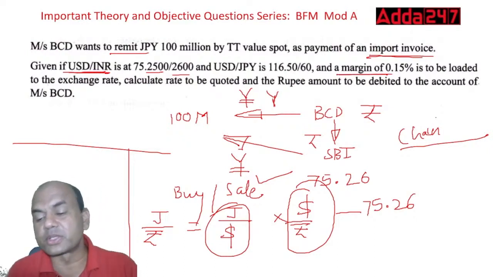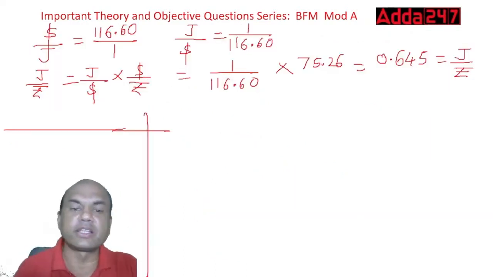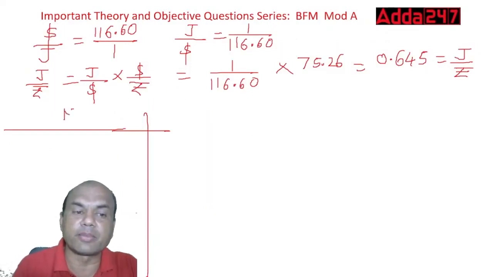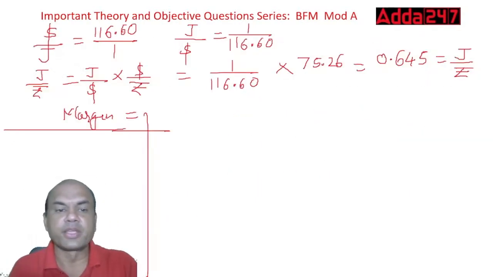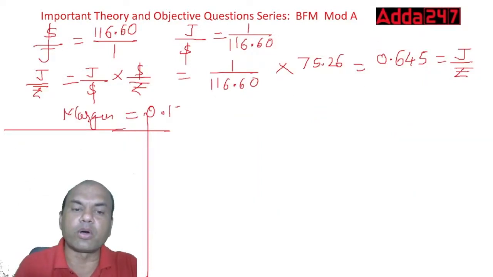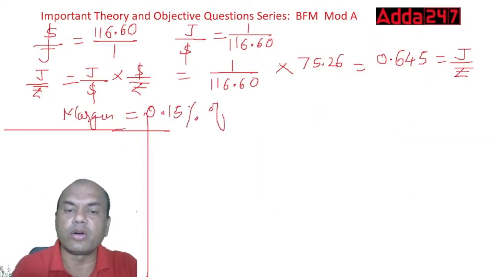And I'm doing an import sale transaction. So for sale, what do we do? Margin. Firstly, what is the margin rate? Margin equals to, what is the margin given? 0.15%? Yeah, 0.15% of this rate, of this 0.645. So what is the answer?